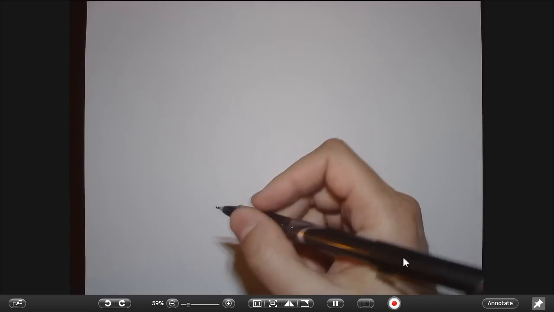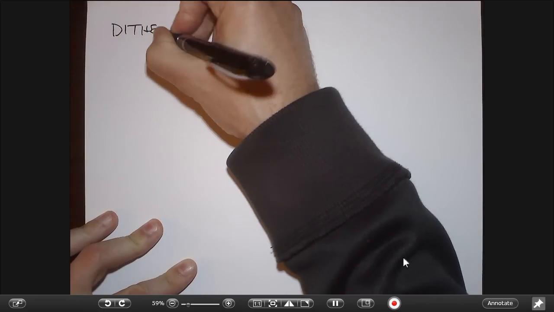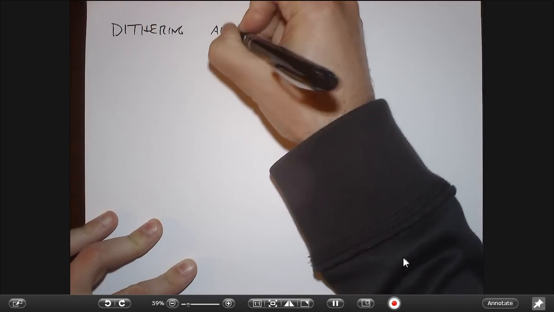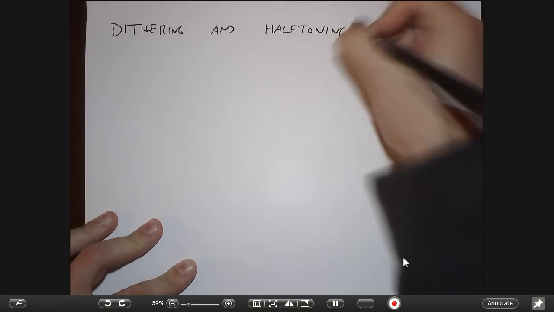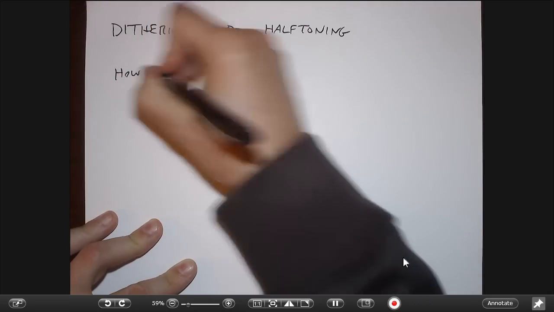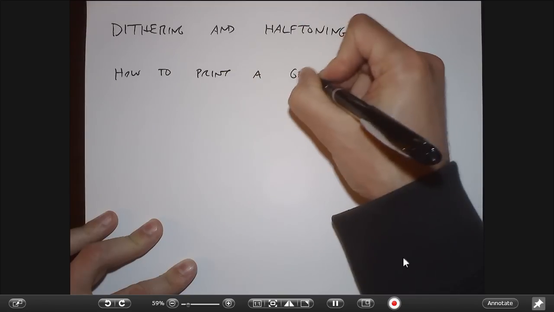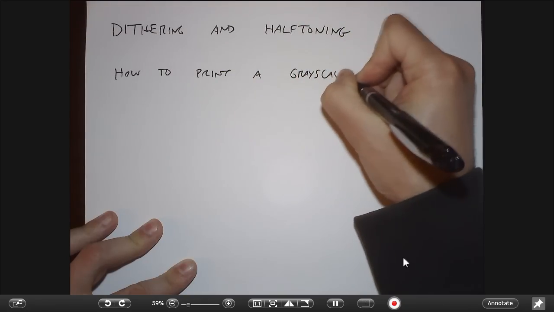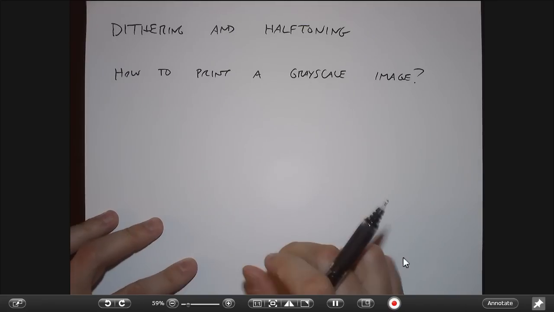Okay, so this lecture should be kind of fun, and the subject is what's called dithering and halftoning. And the basic question we're going to answer today is, how do you print a grayscale image? Easy, you just send it to the printer, right?